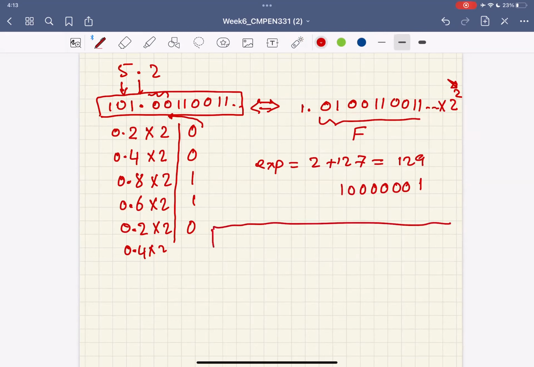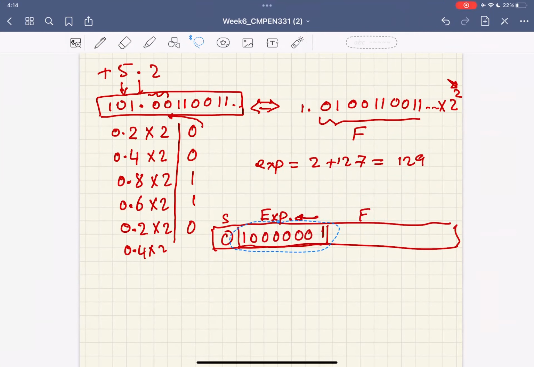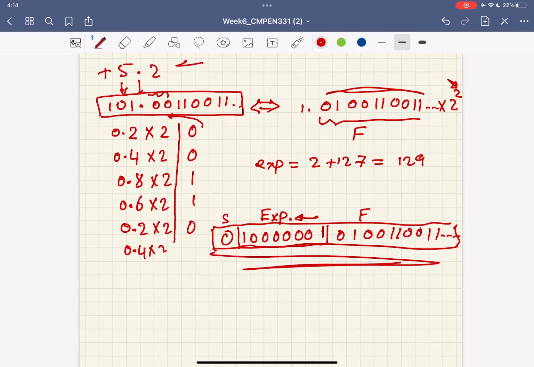So now we can easily build my format. S, exponent, and then fraction. What is S? This is a positive number, so I will have this as 0. What is the exponent? The exponent is that number, so I will just take that number and put it here. What is my fraction? My fraction is basically that one, so I can take that and just copy it here. 0, 1, 0, 0, 1, 1, 0, 0, 1, 1. You don't have, of course, to write that 23 times or 52 times. I would understand that this is just repeating. So now I have this number, and this represents that number.